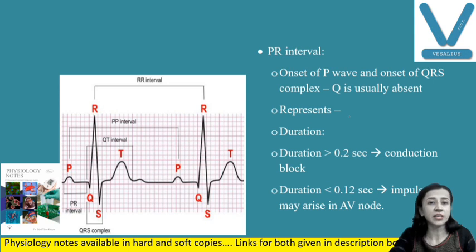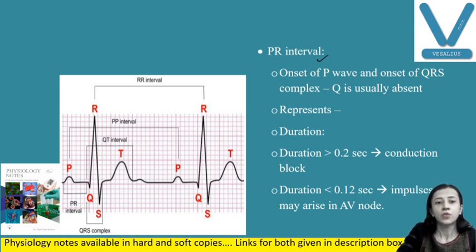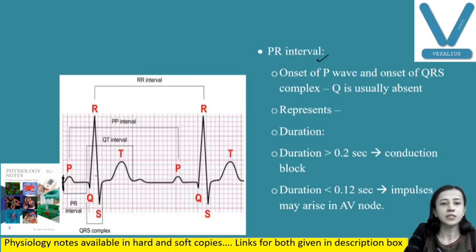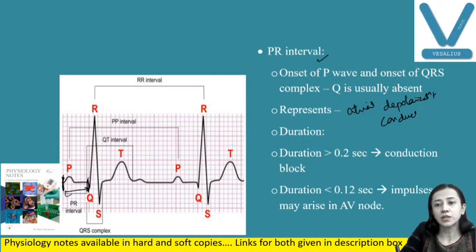Then a very important interval comes now, that is the PR interval. What is this PR interval? Try to remember, it is the interval between the onset of the P wave to the onset of the R wave or QRS complex. You can see here, this is the PR interval, this one. Now, it represents atrial depolarization, that is atrial depolarization equal to P wave, plus conduction time at the AV node. Okay, it denotes these two things, atrial depolarization and AV conduction.